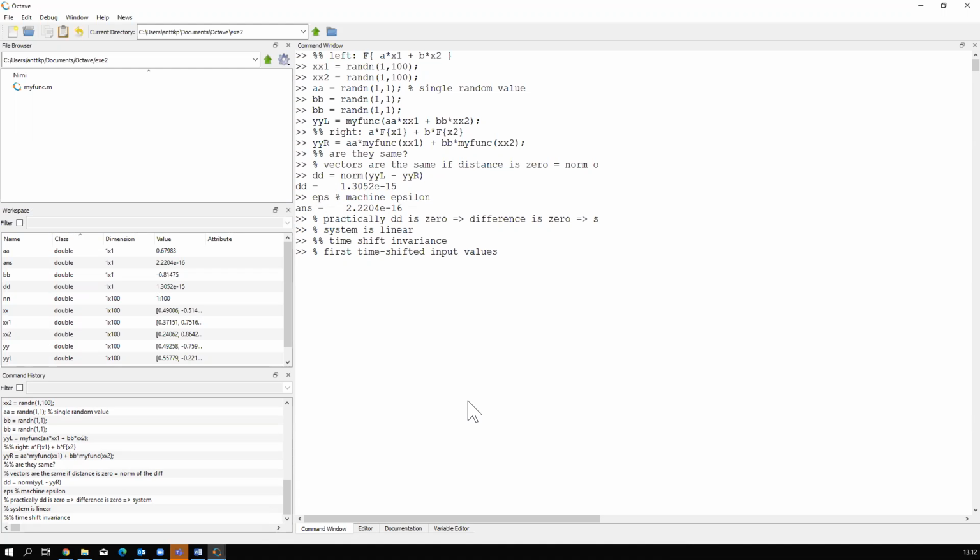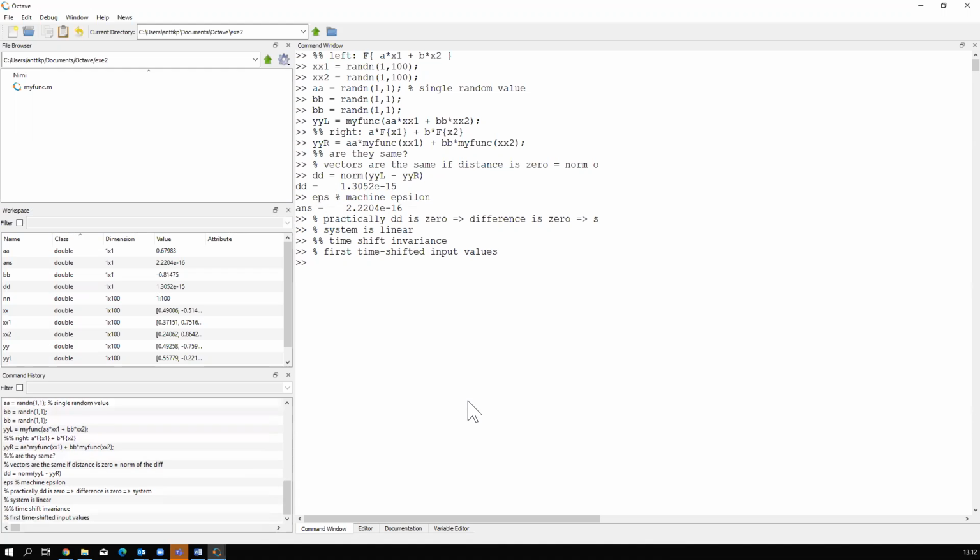So we calculate the output using time shifted input values, YYI, like input value is shifted, and we calculate it for my func and shift. Okay, XX, how much? Well, any arbitrary number will do. It doesn't make any difference here. For example, 2.